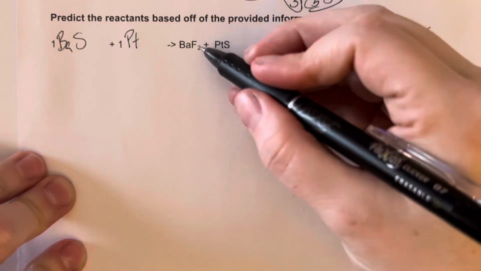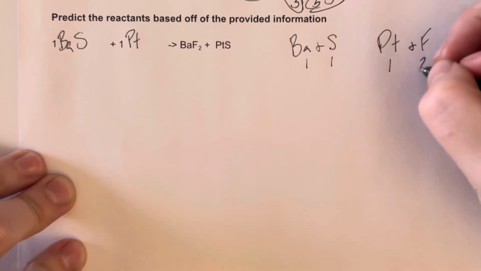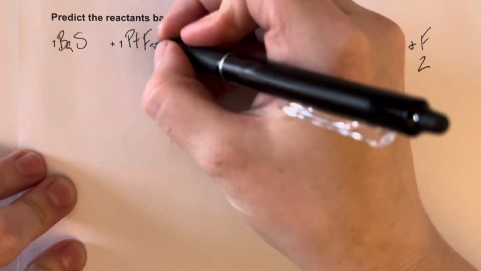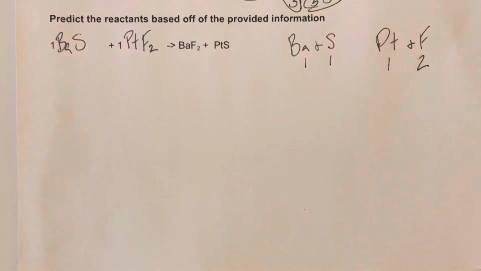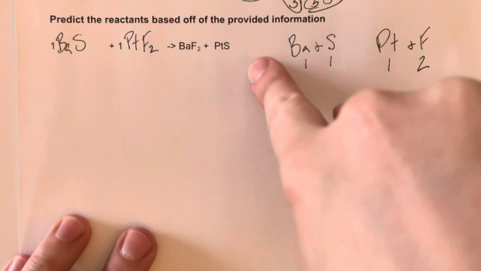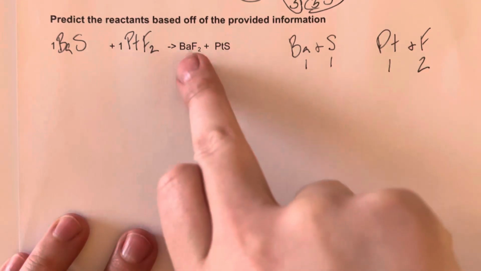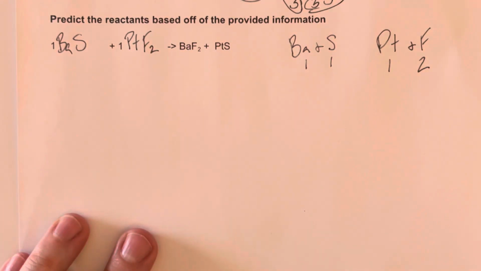And for fluorine, on the product side, I have 2, which means on the reactant side, I also need to have 2. So I'm going to go ahead and give that a subscript of 2. And now everything is balanced, left side and right side. I have identified that this is a double replacement reaction and have appropriately swapped partners.